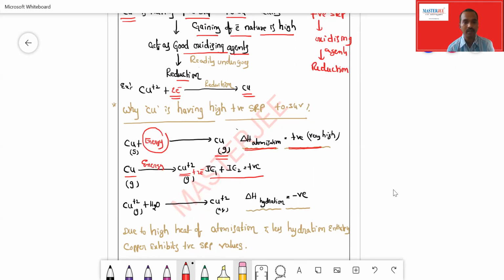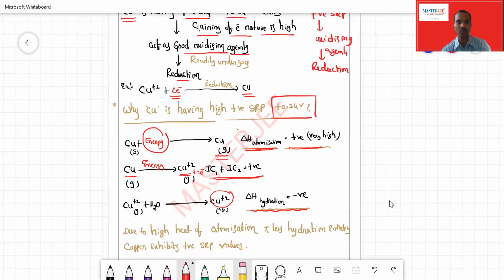But on dissolution of Cu2+ in water, the hydration enthalpy releases energy; it is exothermic in nature. Hydration enthalpy is less here. So because of having the highest heat of atomization, the highest ionization energy 1 and ionization energy 2, and the least hydration enthalpy values, it exhibits positive SRP values. That is the reason, which you have to remember.